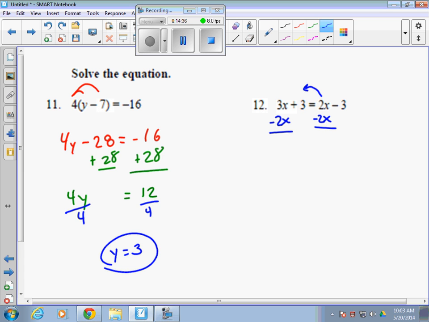3 minus 2 is going to be 1x. It'll cancel here, negative 3. You brought your x to the left, bring your positive 3 to the other side by subtracting it. Negative 3 minus 3 is negative 6. X is equal to negative 6.